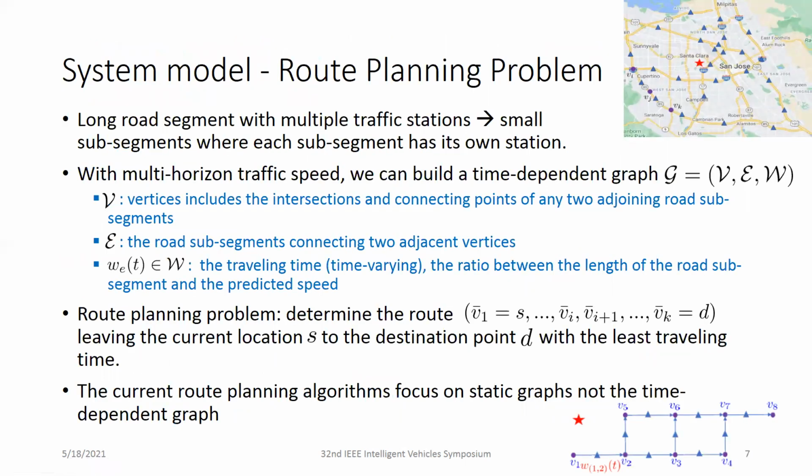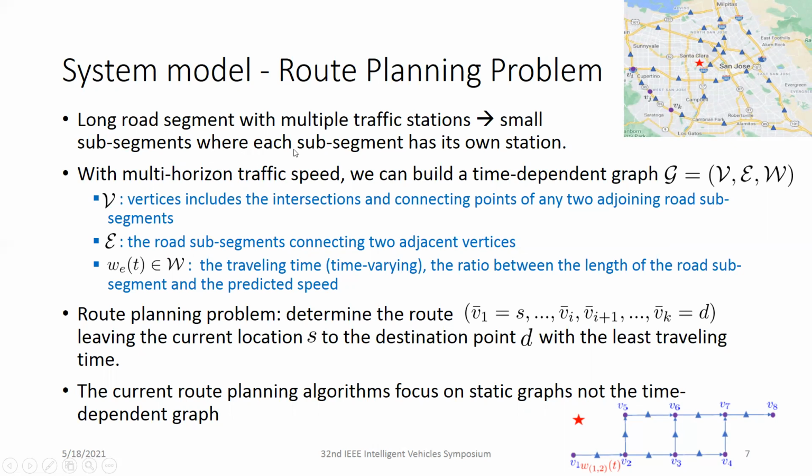And the second part of the system model is the road planning problem. After we have the multi-horizon speed prediction, we can decompose the long road segment with multiple traffic stations into small sub-segments where each sub-segment has its own station. So here we have VI to VK, which has two traffic stations. In that case, we can decompose the long segment into two sub-segments. In particular, VI to VJ, whose speed is measured by this station. And for the second sub-segment from VJ to VK, its traffic is measured by this specific traffic station.